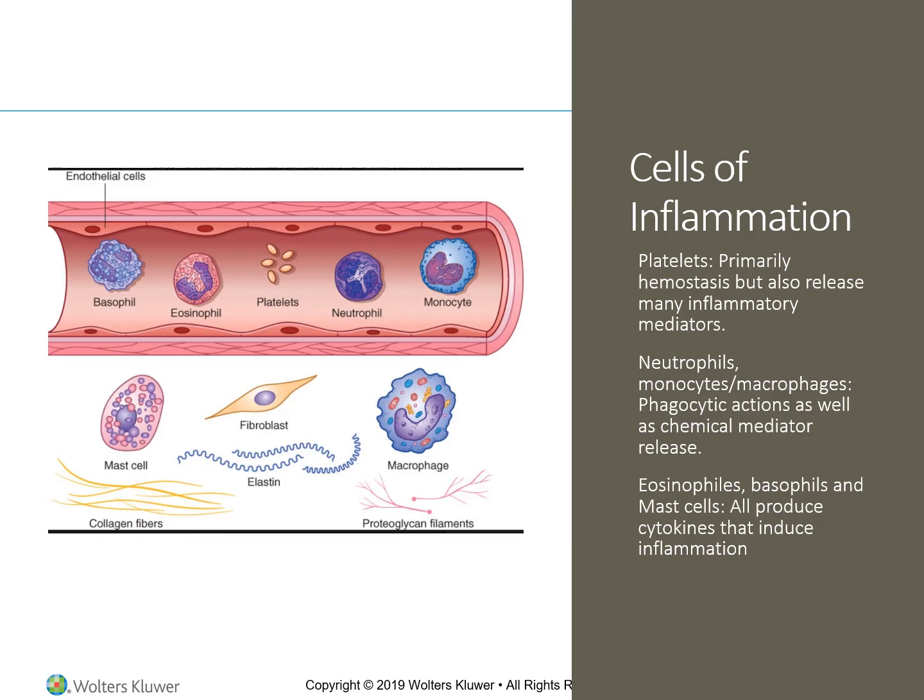And finally, eosinophils, basophils, and mast cells. These are cells of inflammation that largely work to produce cytokines, which are chemical mediators that produce a lot of the inflammatory responses that we see.